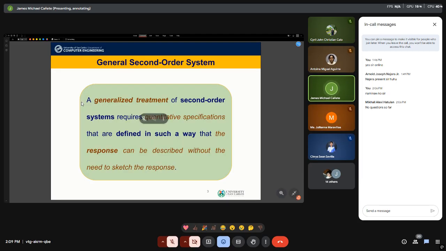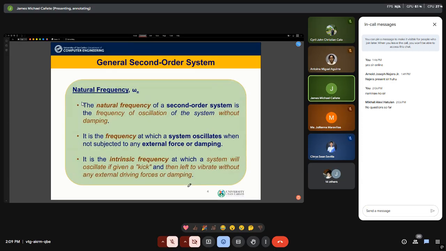So the concept here is that there is a shortcut to quantitatively get the specifications without sketching the response. Numbers only, because we understand numbers, we can imagine what the system will be. It has great significance, being able to classify between the four types of responses in a quick manner.